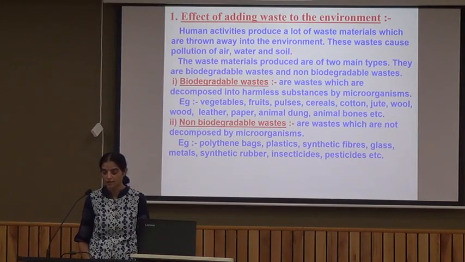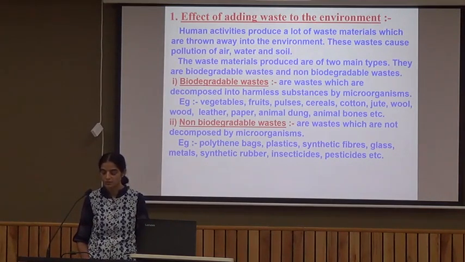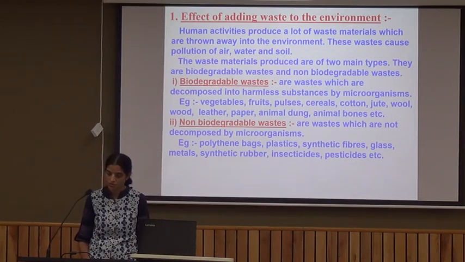Biodegradable waste is the one which is decomposed by microorganisms present in soil into harmless products. This will include vegetable peels, fruit peels, pulses, cereals, cotton, jute, leather, paper, etc. And the other category of waste is non-biodegradable waste, which is waste that is not decomposed by microorganisms. It remains as such in the soil. Examples: polythene bags, plastics, synthetic fibers, glass, etc.